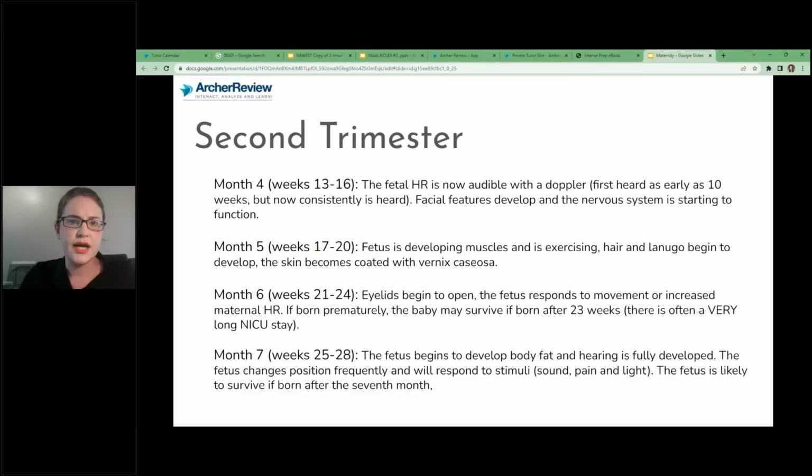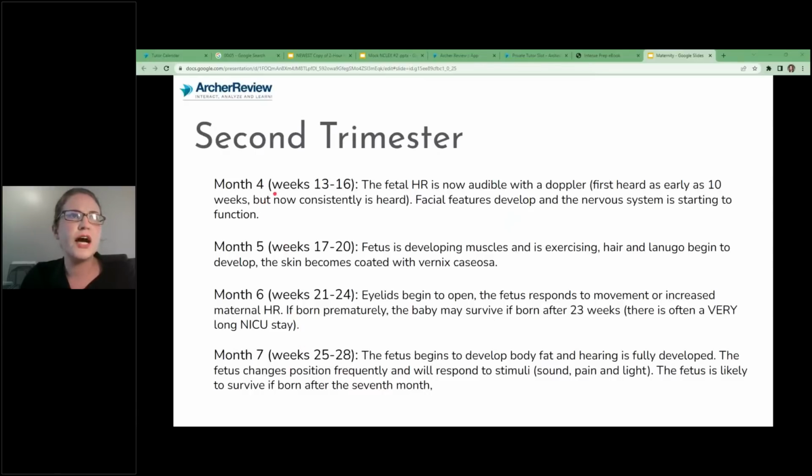Next, we're in the 2nd trimester. For most people, this is really considered the best part of pregnancy. For most, in that 1st trimester, pregnancy's hard. There's nausea, there's fatigue. You just don't feel very good. But in the 2nd trimester, you really start to feel pretty normal.